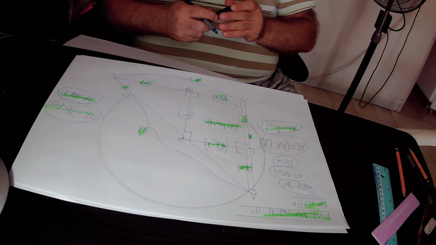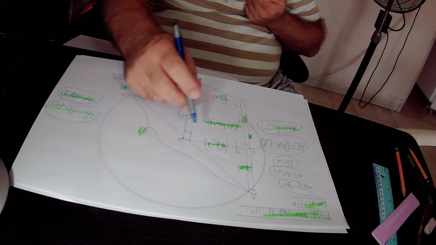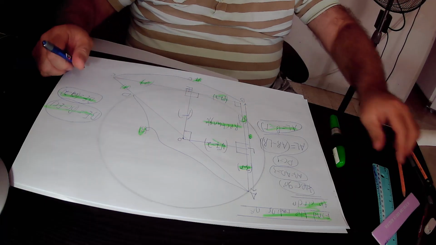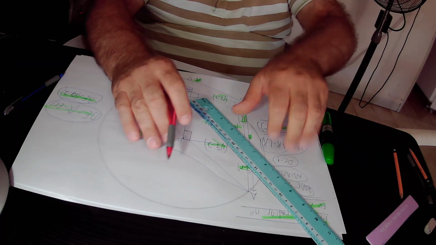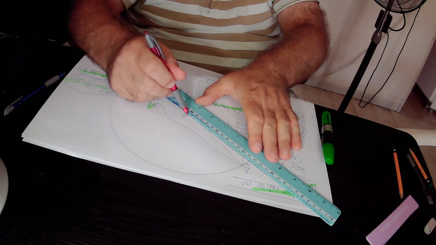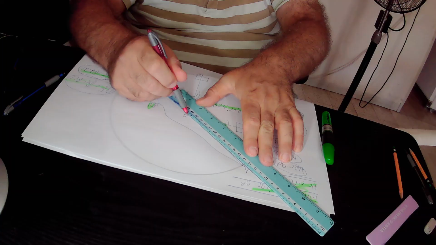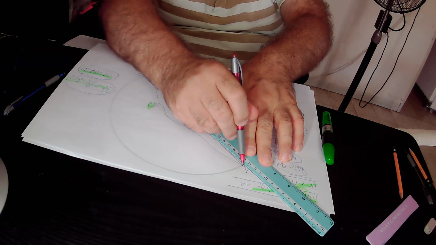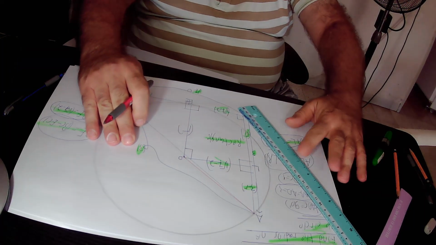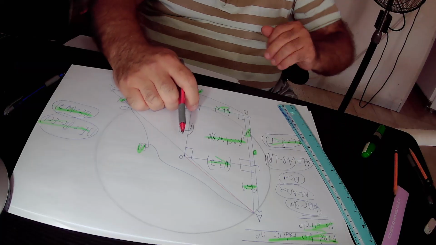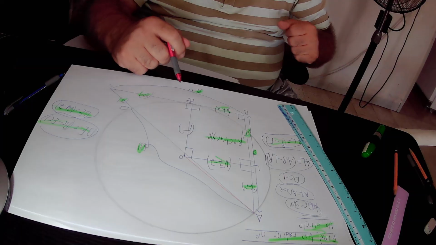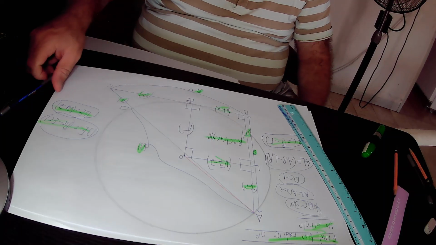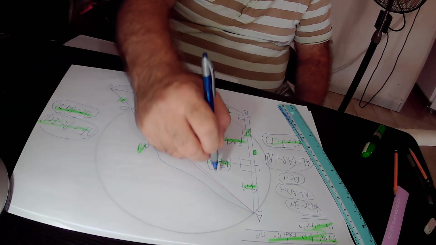In the next step, we will join points O and A together by a straight line. Point O is the center of the circle. Point A is a point on the circle itself. Therefore, OA is the radius of the circle. That is R according to our definition.